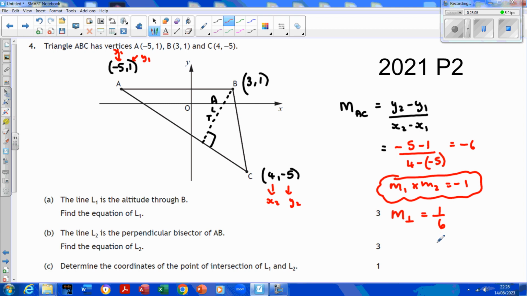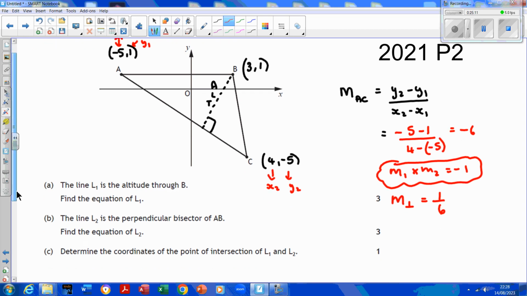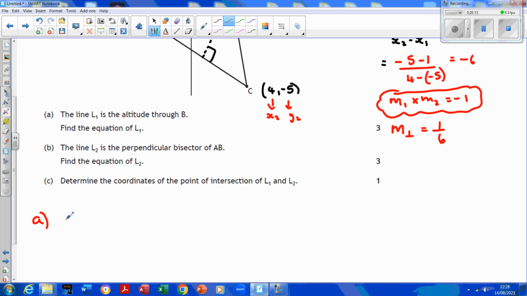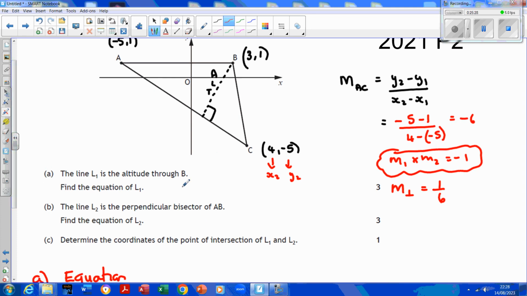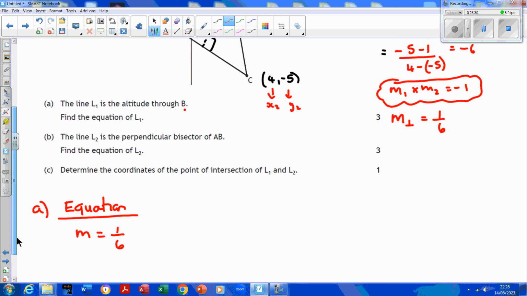So now we've got the equation to do, and to do the equation, I'll move this down a wee bit. So still part A. So the equation, we know that the gradient of the altitude is equal to 1/6. And I know one point on the altitude, so we look back there, the only point in altitude is the one that it's coming from, which is through B. So B is the point 3, 1.